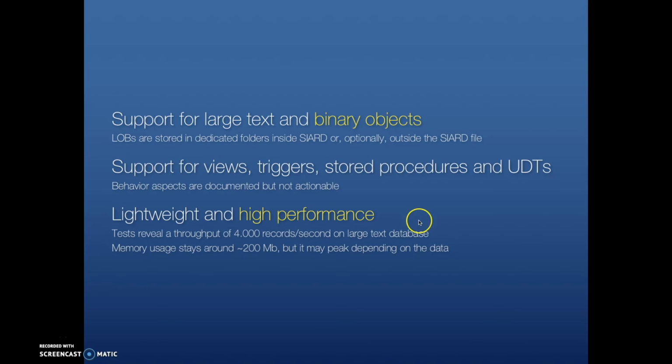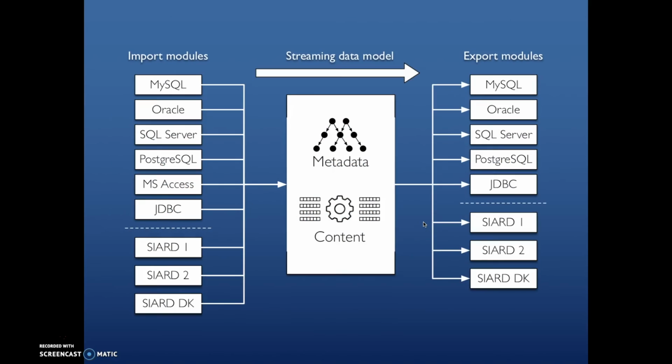In terms of performance, the tool is very lightweight. We've done some tests, and it's able to do something around 4,000 records per second on a large text database. So it's not just very simple records, it's actually kilobyte size records, and it's able to do about 4,000 records a second. In terms of memory usage, usually it stays around 200 megabytes. If it has to cope with large binary objects, then this will grow a bit, but it's very efficient.